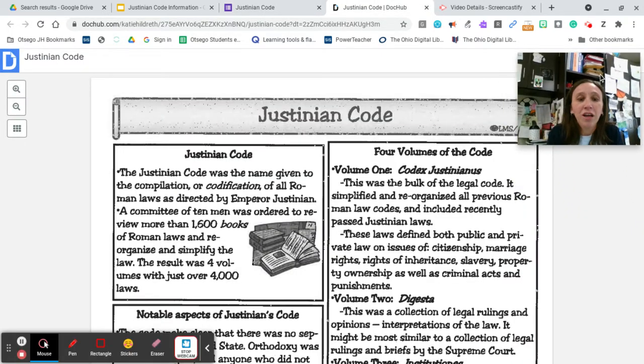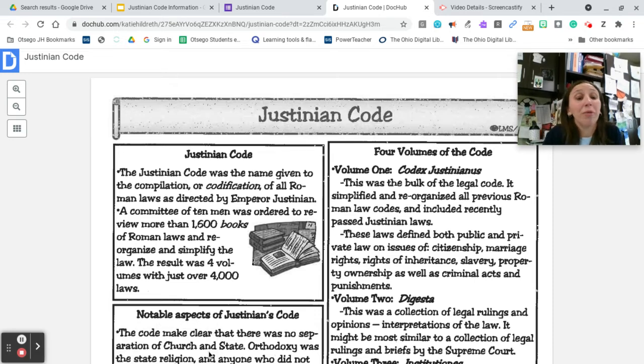Justinian Code. The Justinian Code was the name given to the compilation or codification of all Roman laws as directed by the Roman Emperor Justinian, a committee of 10 men. Bear with me, I just wanted to look at something. I had to open up my binder because I made notes on mine. Okay, so let me start all over.